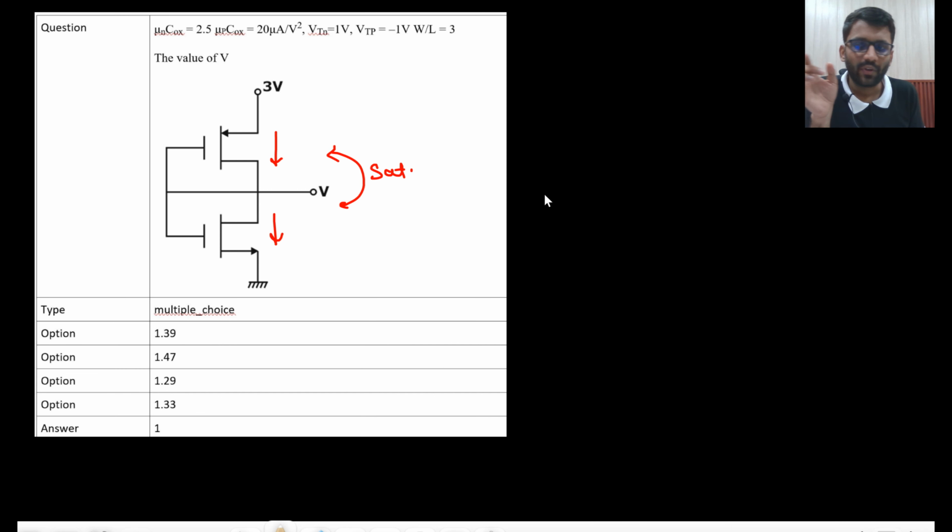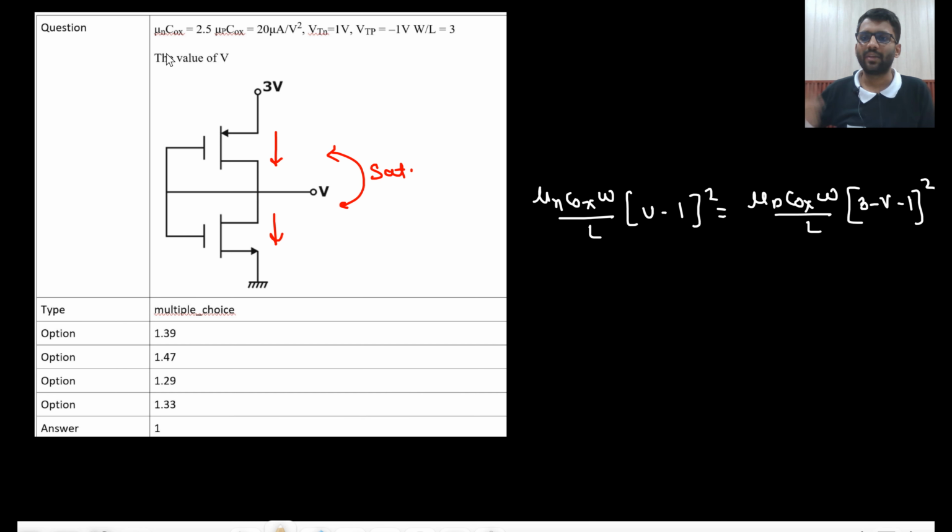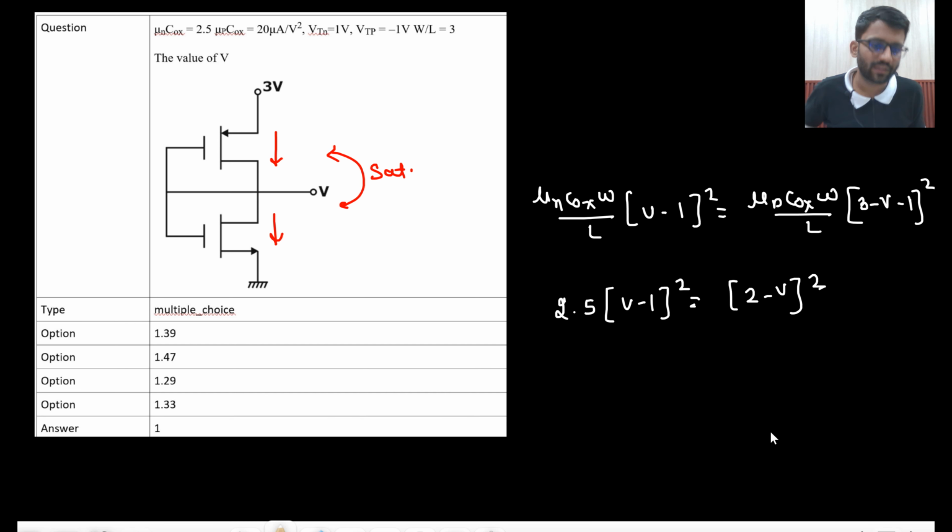So what I can write? Mu n Cox W by L into VGS, VGS of this is V minus Vt, whole square, would be equal to mu p Cox W by L, which is the same for both of them, into VSG, sorry, VSG is 3 minus V minus Vt, which is 1. Right? Now I can replace mu n Cox with 2.5 mu p Cox. So 2.5 into V minus 1 whole square is equal to 2 minus V whole square.